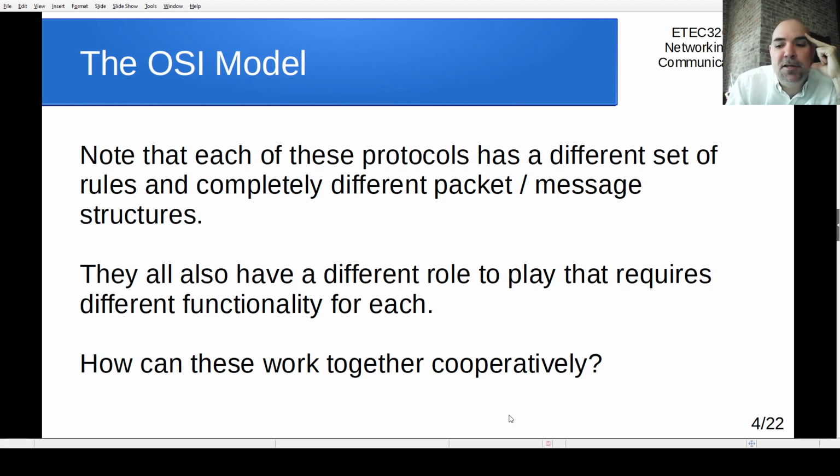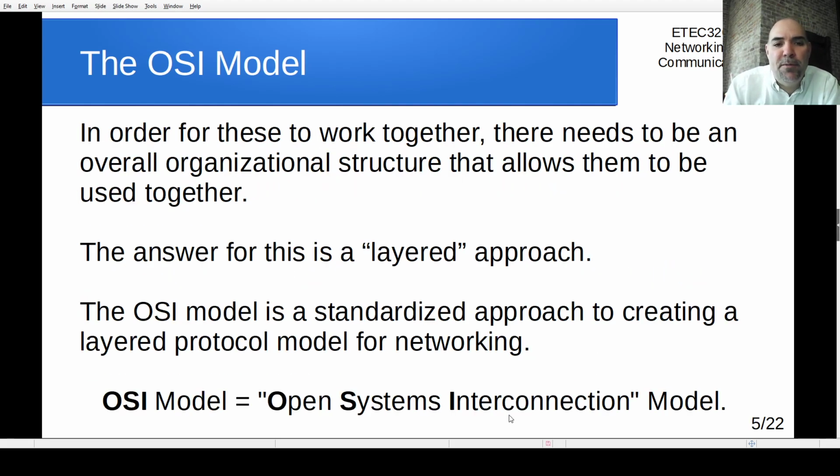But then notice that could be different. It could be a wired Ethernet. It could be Wi-Fi of some sort. It could go over, for example, a combination of those. It could go Wi-Fi to your access point and then wired to your router, and then from there it could go over fiber. So there are these different low-level protocols that are happening. So the question is, how can those work together cooperatively?